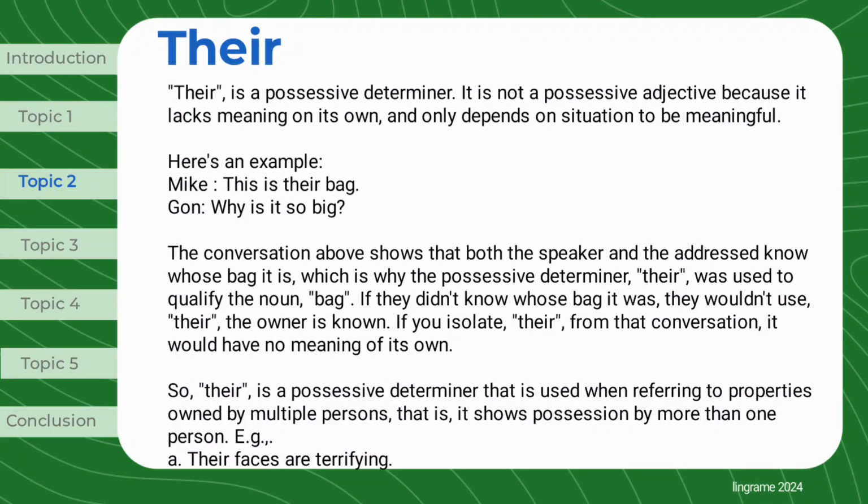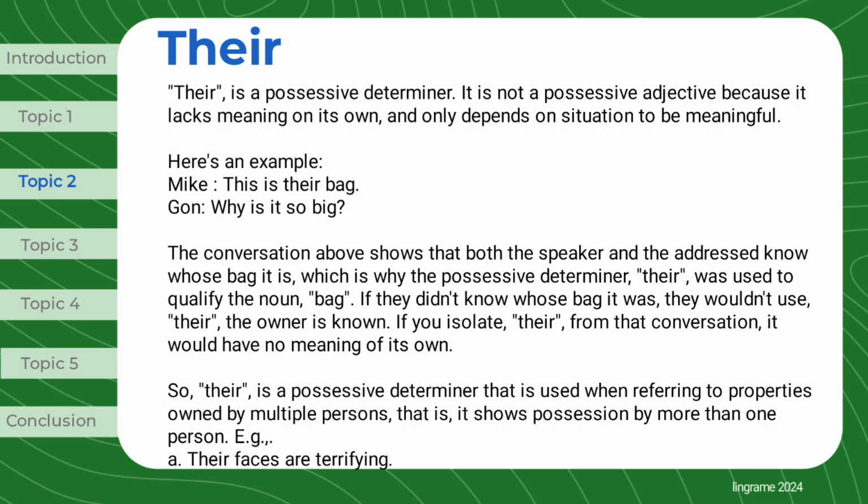Their is a possessive determiner. It is not a possessive adjective because it lacks meaning on its own, and only depends on situation to be meaningful. Here's an example: Mike, this is their bag. Why is it so big? The conversation above shows that both the speaker and the addressed know whose bag it is, which is why the possessive determiner, their, was used to qualify the noun, bag. If they didn't know whose bag it was, they wouldn't use their. The owner is known. If you isolate their from that conversation, it would have no meaning of its own.